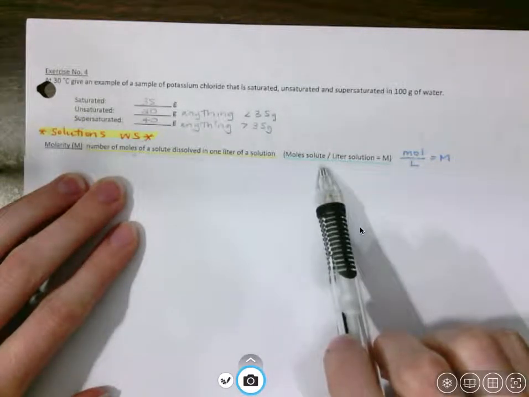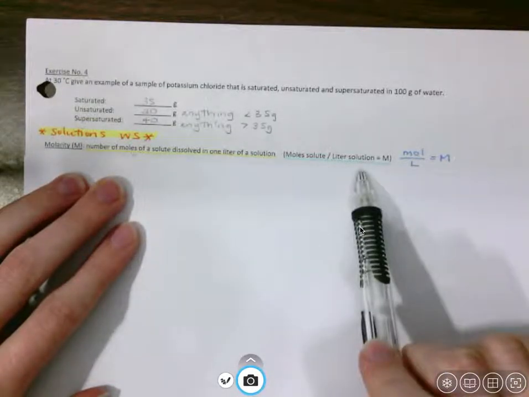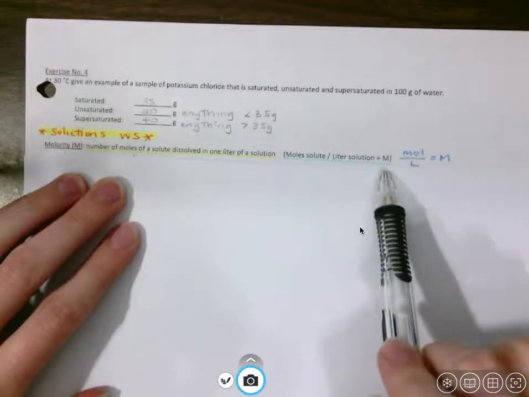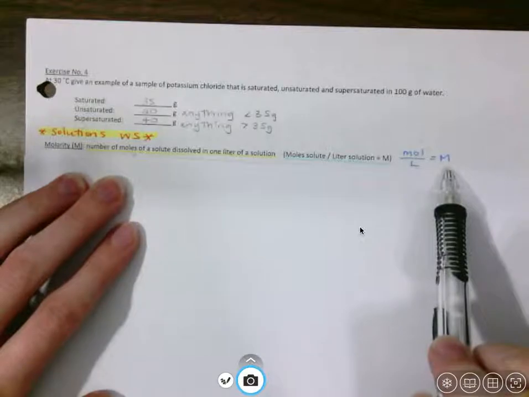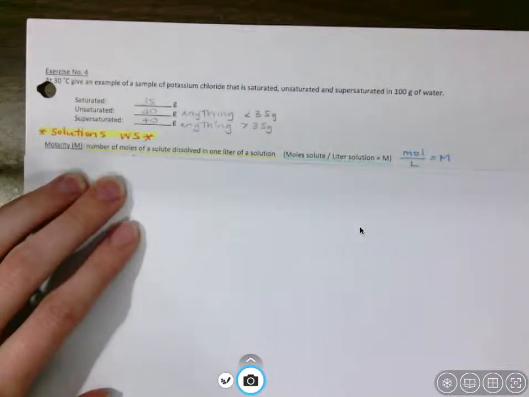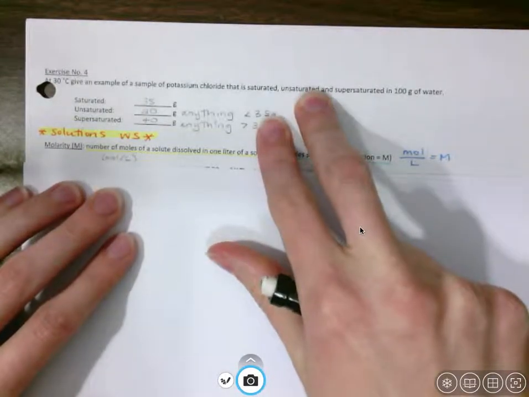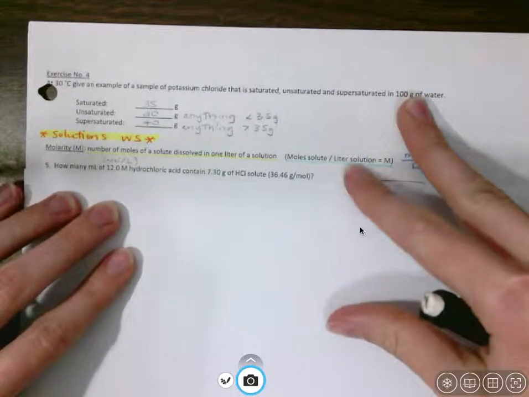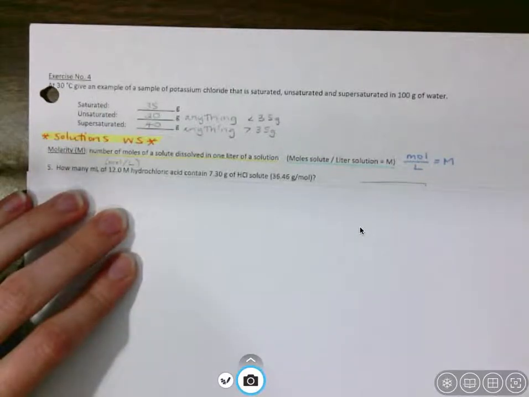So that's moles of solute, the thing that's being dissolved, or our lesser quantity, in a liter of solution. And we are going to abbreviate moles over liters as capital M. So anytime you see capital M, we're talking about molarity or concentration. So here we're going to be doing some conversions to try to figure out the molarity of a substance.